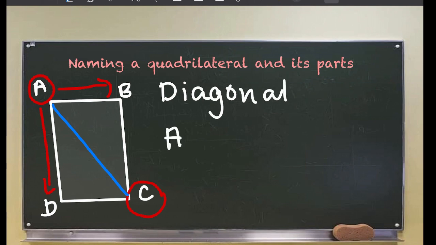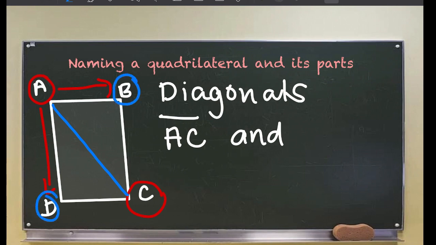Since ito ay line segment, we use the symbol for line segment. Sa isang quadrilateral, meron tayong dalawang diagonals. Ano pa yung isa? Okay, so we are going to connect B with D. So, we have another line segment which is the diagonal. So, we have AC and BD as our diagonals.